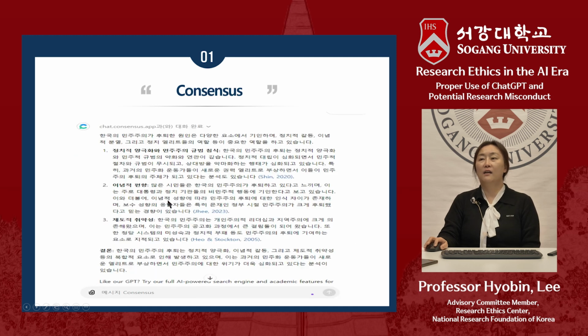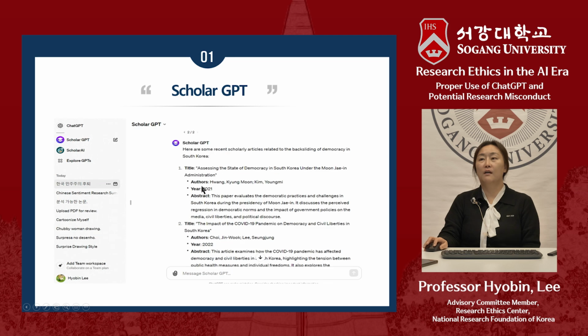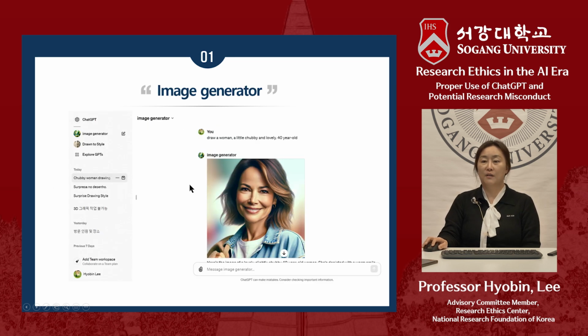So I order like this. My prompt is: draw a woman, a little chubby and lovely, 40-year-old. So I would prompt this way, and this is drawn by the image generator. What do you think? Don't you think there is a problem? The problem, as you can see, is that she's not chubby, definitely. She's skinny.